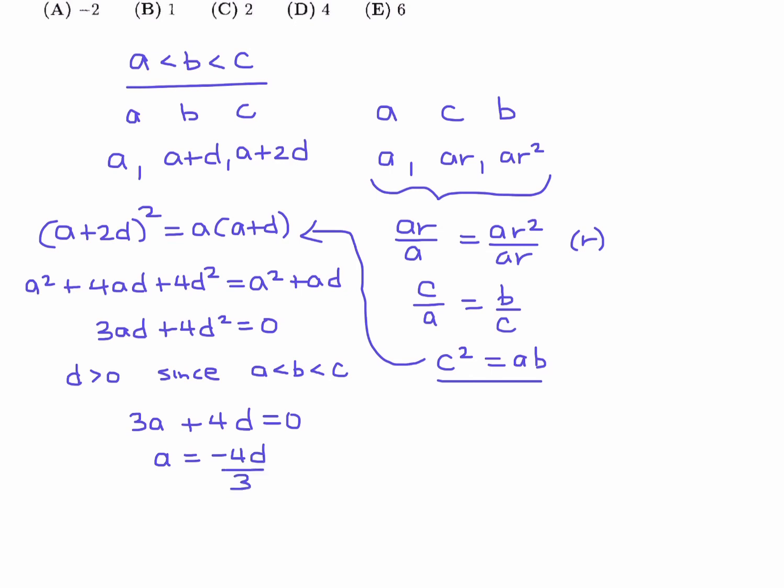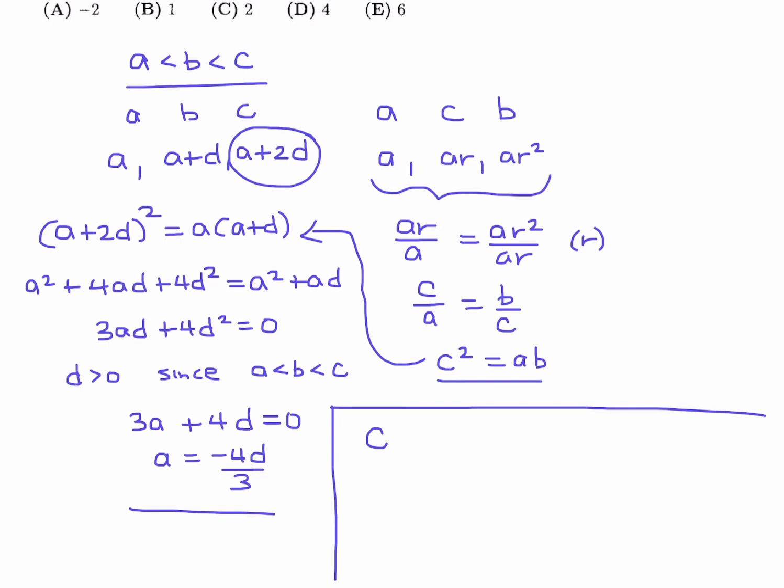All right. So at this point, you say, okay, that's great. So far, I've completely understood all of this, but where do I go from here? Well, remember, we are interested in finding the value for C. Well, C is A plus 2D. Okay, so let's substitute that in. A plus 2D would be minus 4D over 3 plus 2D. Correct? Get a common denominator, and we get C is equal to (6 minus 4), so 2D over 3.